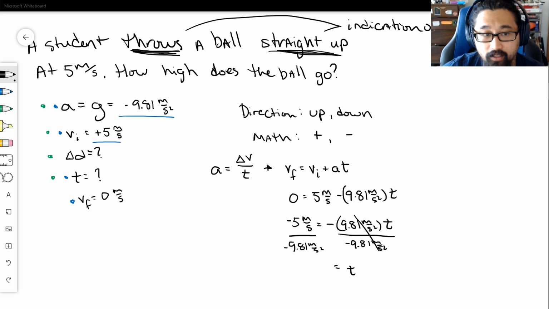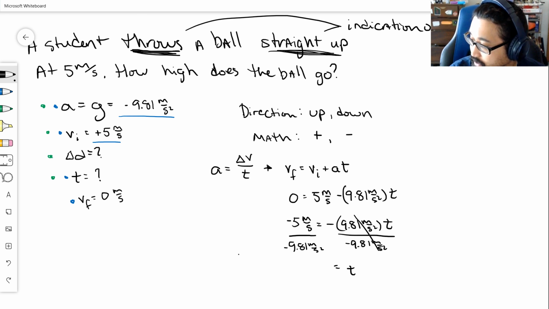I'm going to do the math. So 5 divided by 9.81. Nope, not minus. Alright, hang on. 5 divided by 9.81. There we go. 0.51 seconds. So what we have is 0.51 seconds. This is how long, and this is the time to the top.